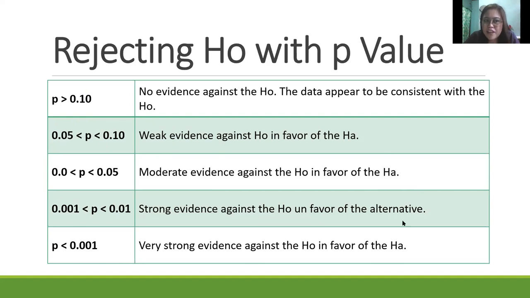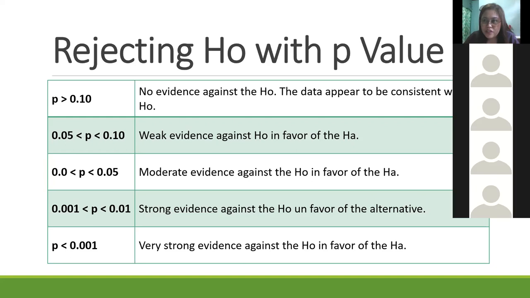So pag ang p-value na na-compute is gikan diri 0.05 padulong sa 0.001, then the decision is to reject the null hypothesis and accept your alternative hypothesis. Pero if it's greater than 0.10, that's where we accept our null hypothesis.